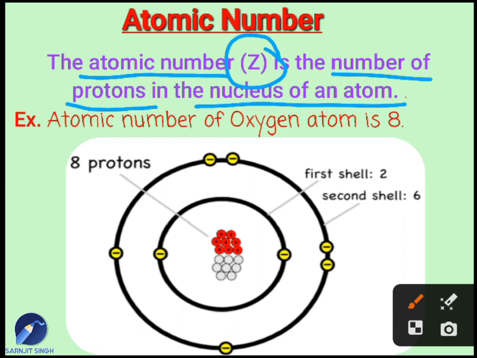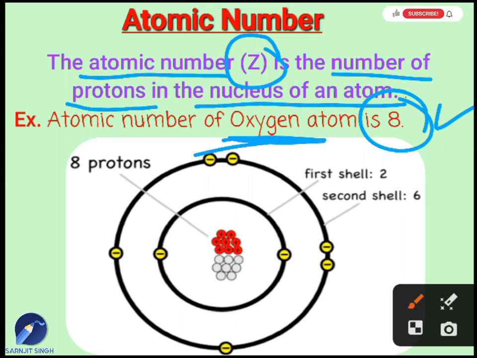Suppose there is an atom, say here is an example, the oxygen atom. The atomic number of oxygen is 8. It means the number of protons inside the nucleus of an oxygen atom is also 8. So the number of protons decides the atomic number. If the number of protons is 8, then the atomic number is also 8. If the number of protons is 9, then the atomic number is also 9.